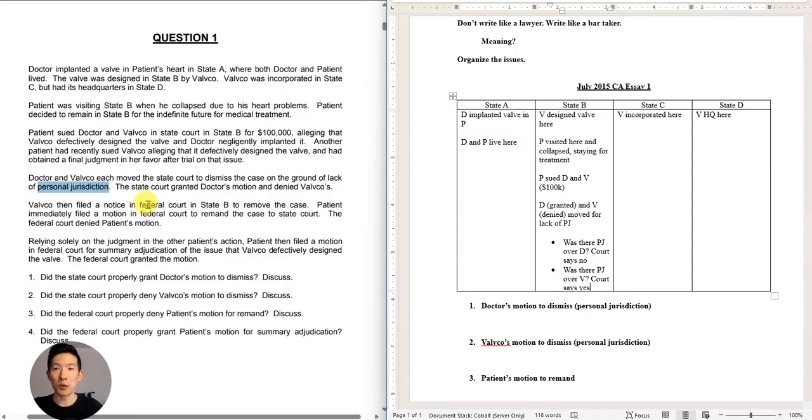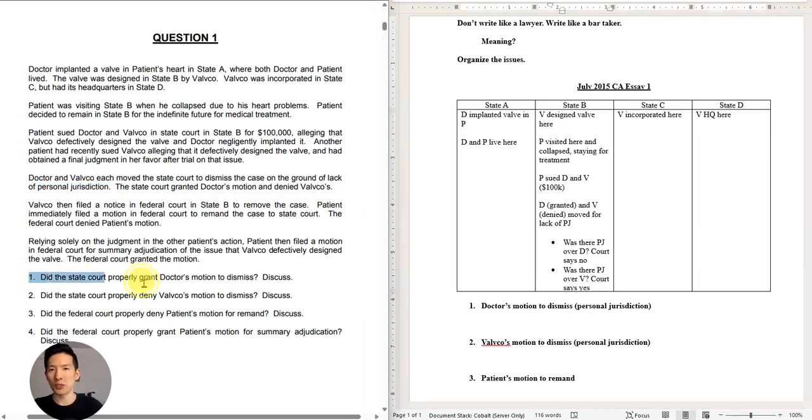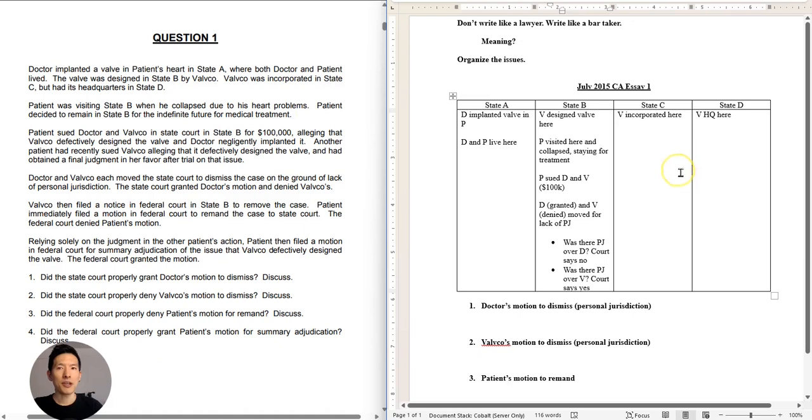Valveco then filed the notice to remove the case. Patient wants to remand. Since we're going over the first two questions here, we're not going to care about that too much. And then relying solely on the judgment, patient then filed a motion for summary adjudication. So that's about issue preclusion, claim preclusion. Again, I think that goes to question 4 here, so we're not going to care about it that much. And anything here?